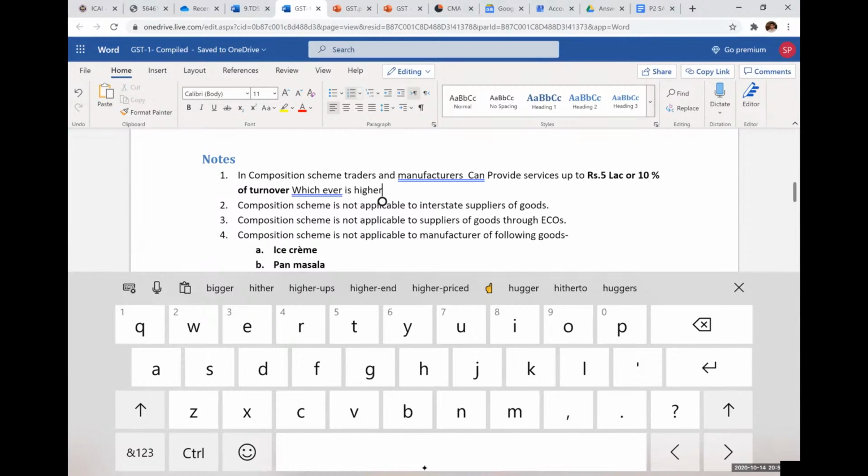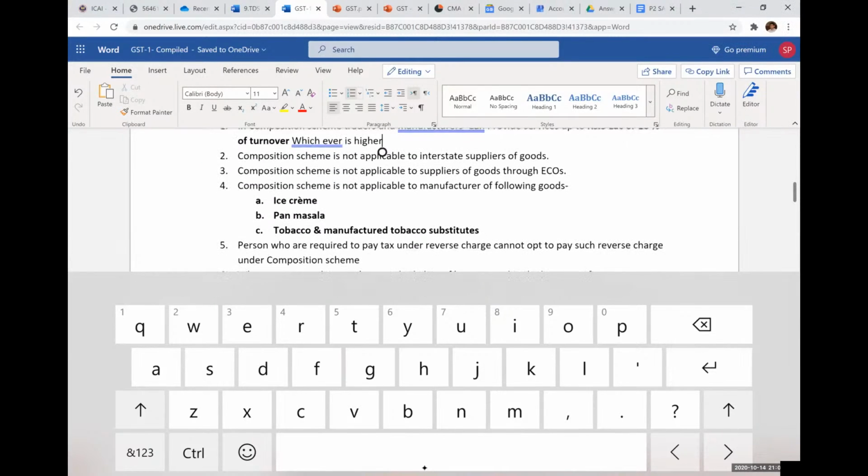Composition scheme is not applicable to interstate supplies of goods. So, my dear friends, if you are supplying interstate, then you can't opt for composition scheme. Next, composition scheme is not applicable to supplies of goods through ECOs, electronic commerce operators, like Amazon, Myntra. If you are doing business online, then also a composition scheme is not applicable to you.